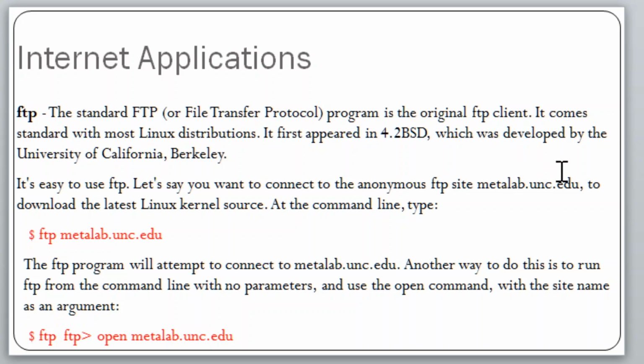It's easy to use FTP, and let's say you want to connect to the anonymous FTP site metalab.unc.edu to download the latest Linux kernel source. So at the command line, you would type FTP metalab.unc.edu, and the FTP program will attempt to connect to metalab.unc.edu. Another way to do this is to run FTP from the command line with no parameters and use the open command with the site name as an argument. So you can use FTP, a prompt would pop up, and you can run this command here.